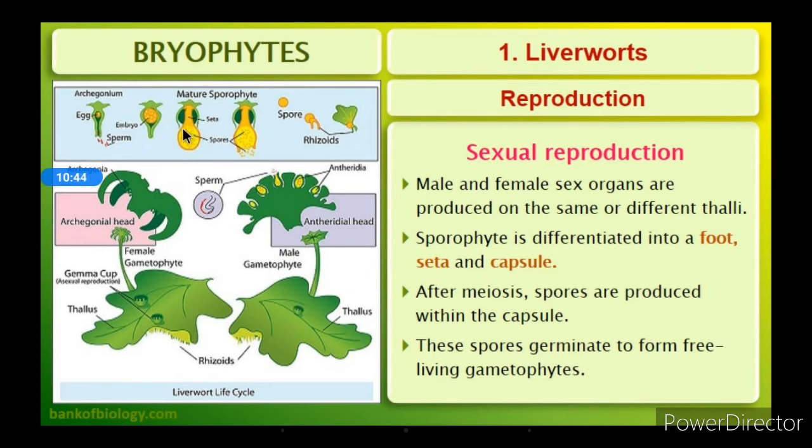So where are the spores produced? Inside the capsule. Okay, so after meiosis, the sporophytes produce the spores. Where are the spores produced? In the capsule. Here you can see this gets broken off and the spores start coming out. So these spores germinate to form a free living gametophyte again. That means a new plant which can again form the gametes. So like that the cycle continues.